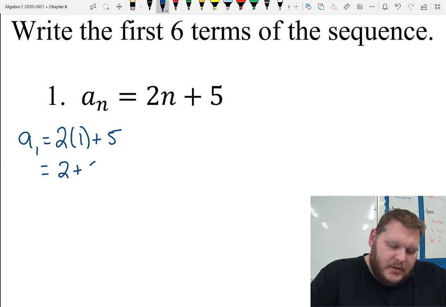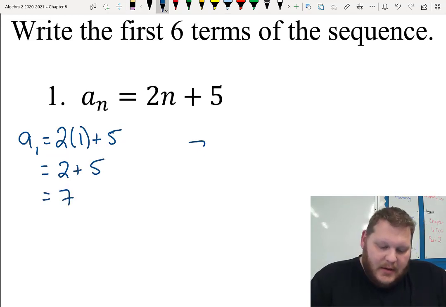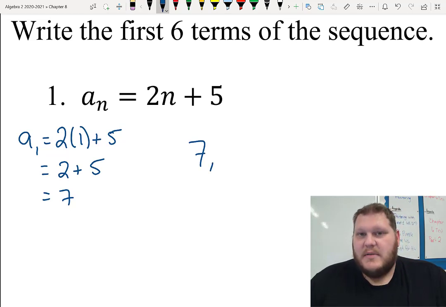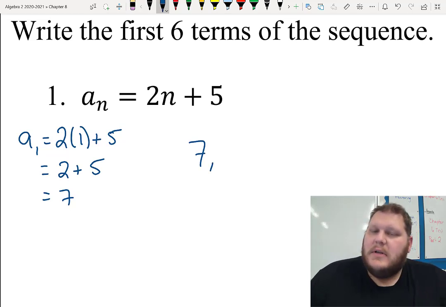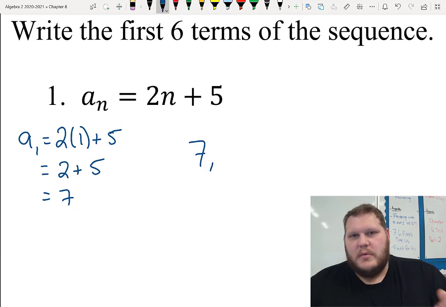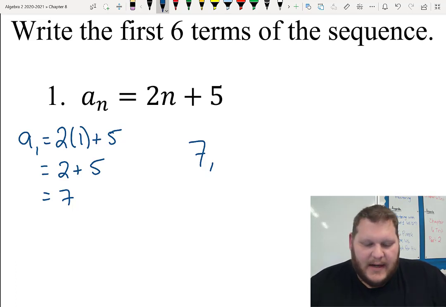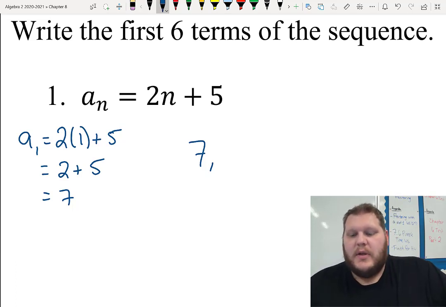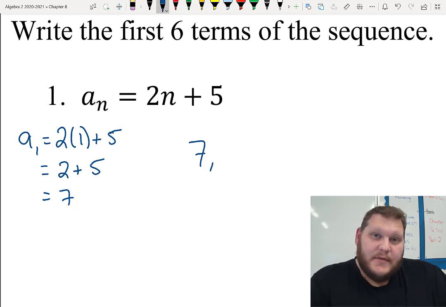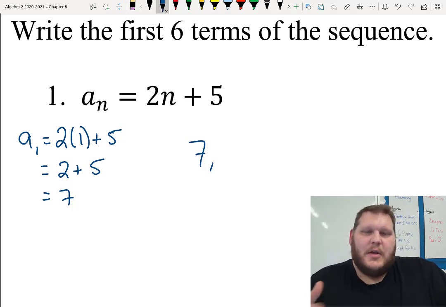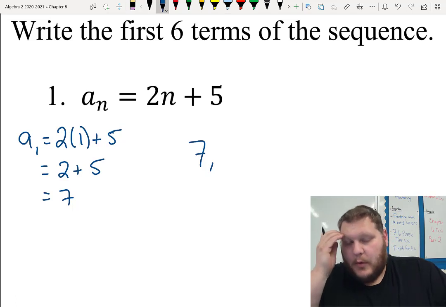So 2 times 1 is 2, plus 5 gives me 7. That tells me the first number in my sequence is 7. Now you could continue through and just plug in 1 through 6 into your equation to figure that out, but hopefully we still recognize what our different types of equations look like, and it will be something we continue to reinforce as we move forward.